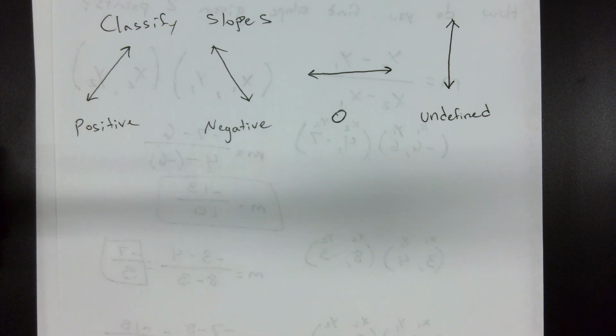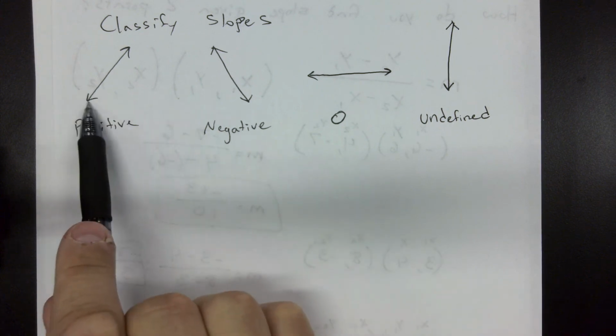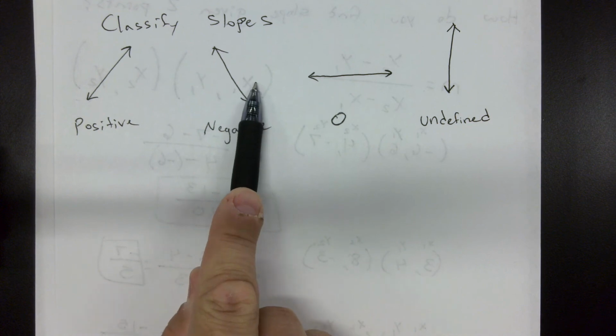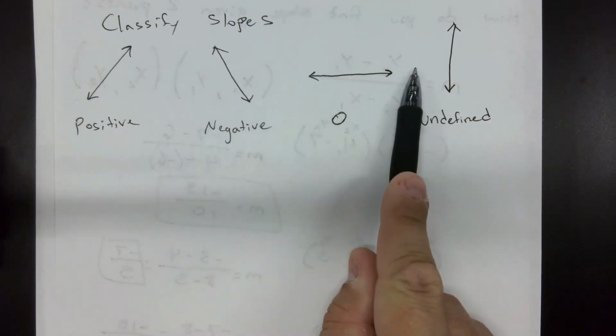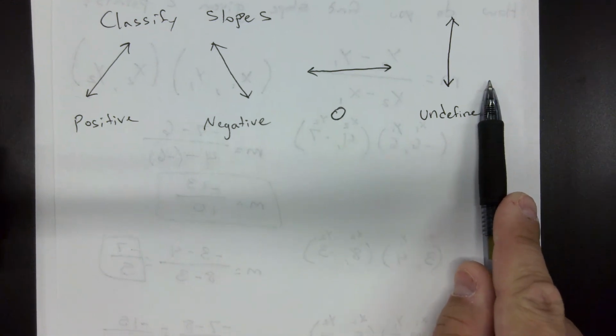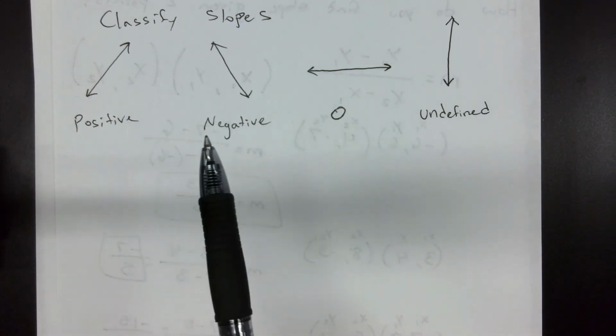So one of the crazy things about graphs is you always read graphs left to right. So left to right, if it's going up, it's positive. Left to right, if it's going down, it's negative. Left to right, if it's horizontal, it's 0. Left to right, if it's vertical, it's undefined. Graphs are always read like a book. You read them left to right.